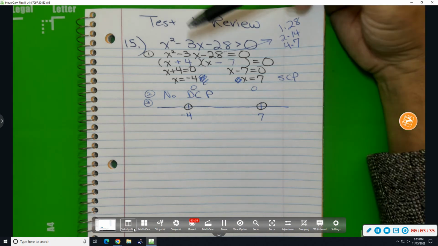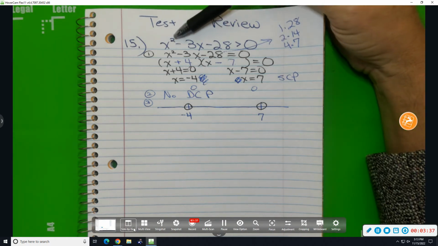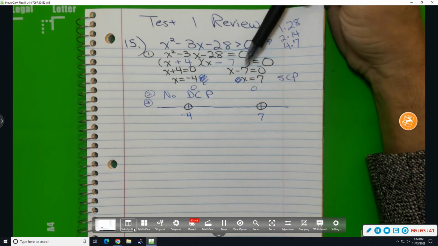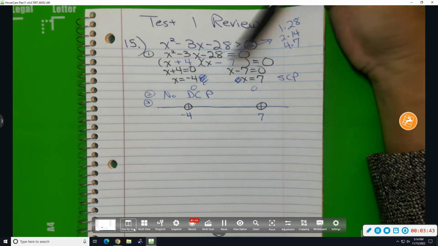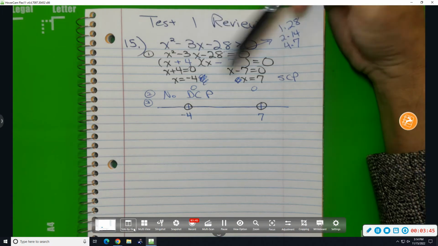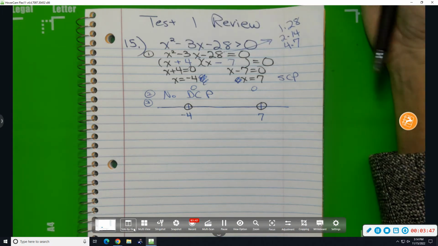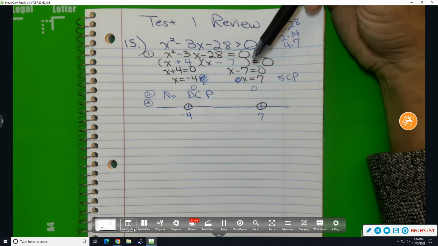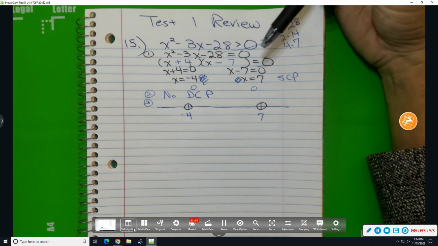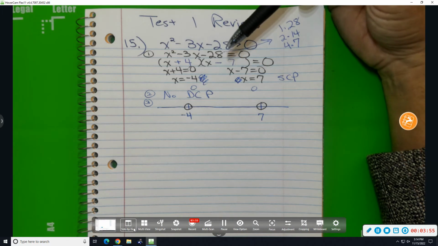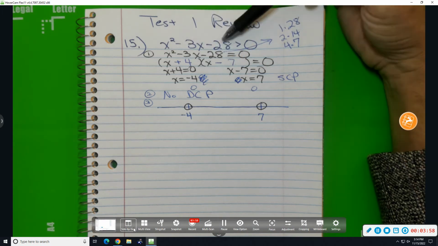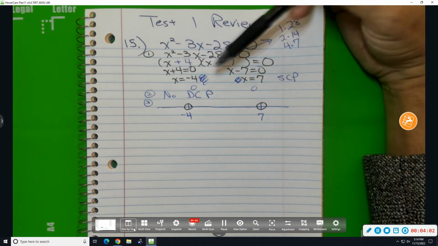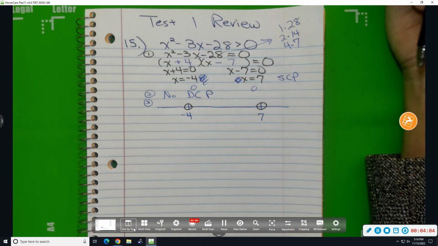When you look here, the original problem had a square, but did we have any perfect square factors? When we factored, did we get x plus 4, x plus 4, or x minus 7, x minus 7? They're distinct factors, therefore I'm confident that the intervals are going to alternate. It's only if you have perfect squares. Well, 28 isn't a perfect square, so there's no way you could have had perfect square factors there.